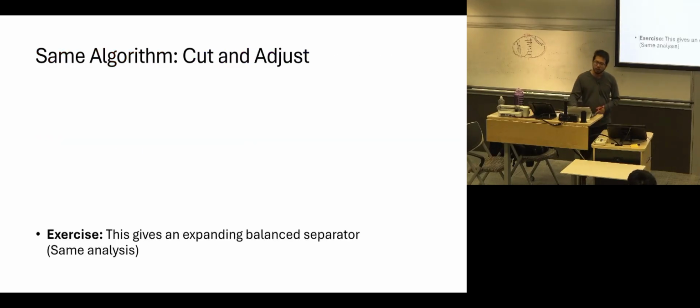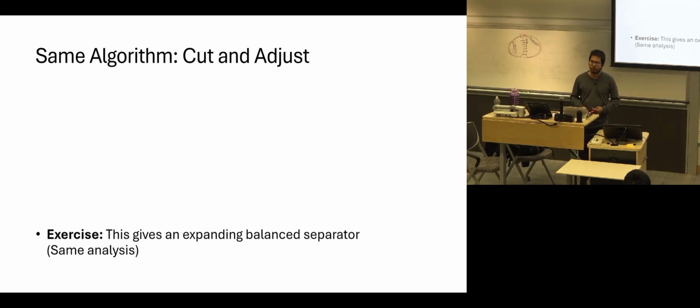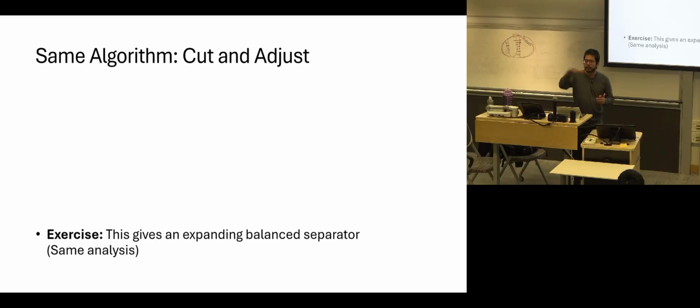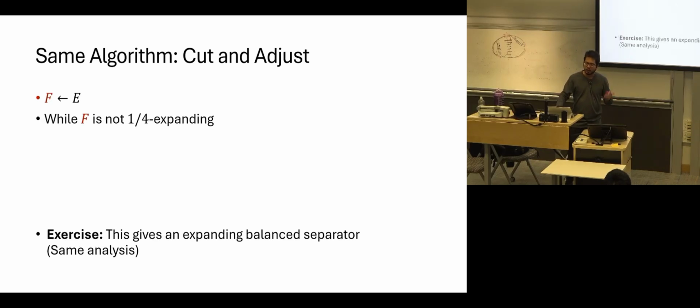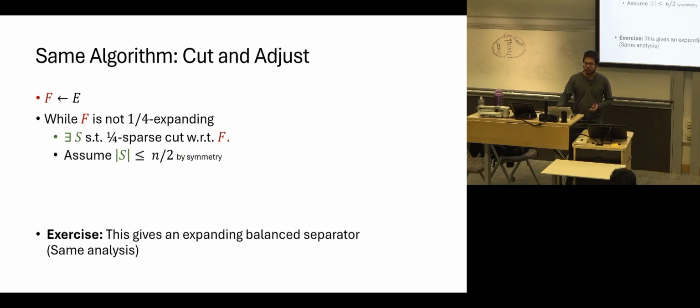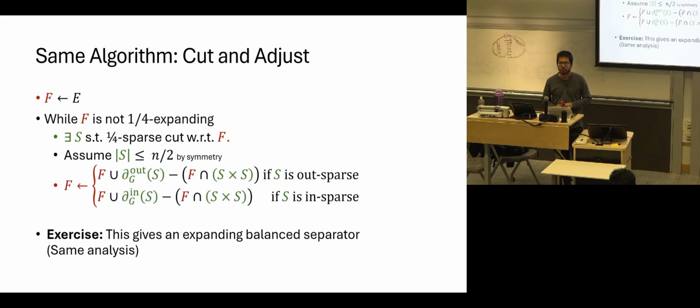And we also saw an algorithm for how to build this F, which is just keep finding sparse cuts and adjust what F should be. Now the algorithm is just like this. You start with F to be everything. If F is not expanding, there is a sparse cut with respect to F. Let's say the cut is on the smaller side. Otherwise, you can flip to the other side. And then you adjust F. Okay.